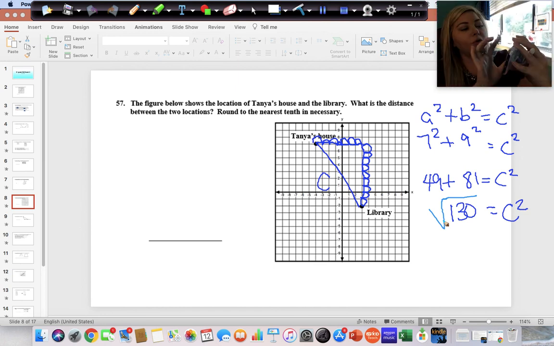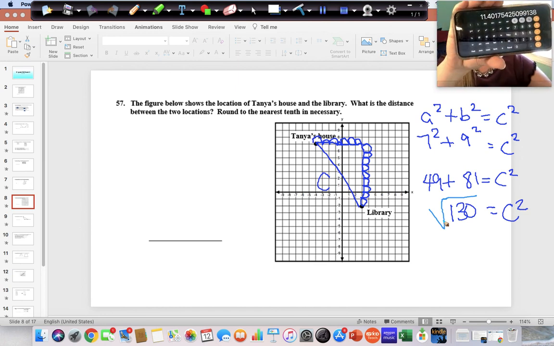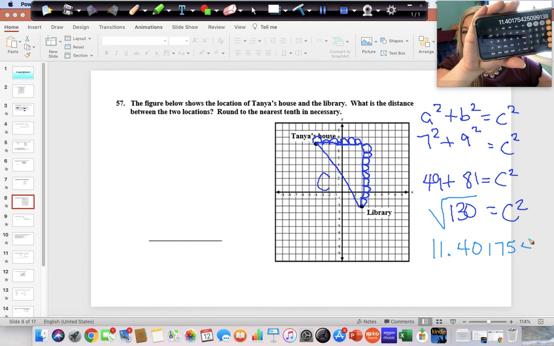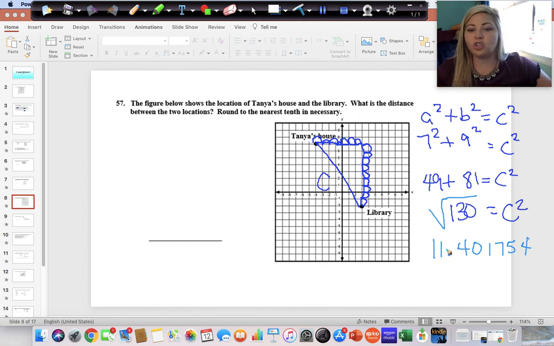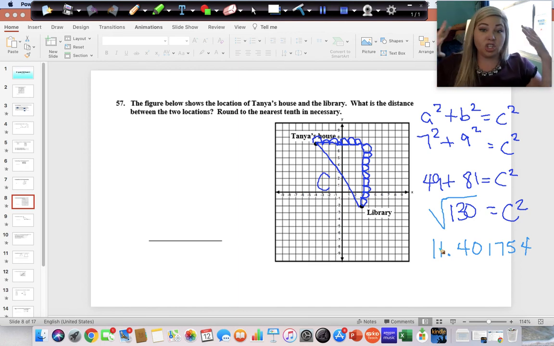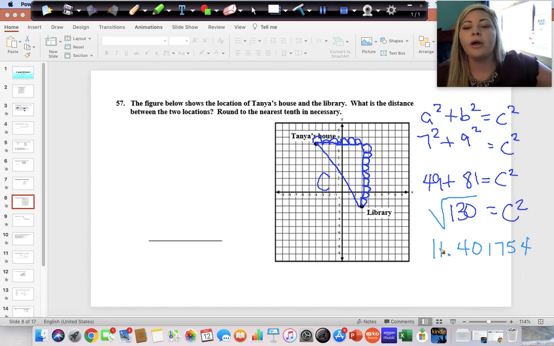So you're going to press the square root button, and you get this long number. And just because it's a long number does not mean it's a large number. This is just a little more than 11. This is 11 point something, right? So just because it has all of these numbers behind it does not mean it is a big, gigantic number. It's a little bit bigger than 11. So just remember that when we're working with long numbers.